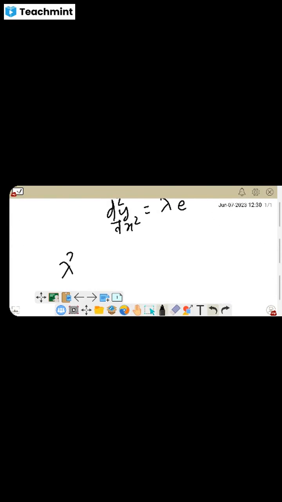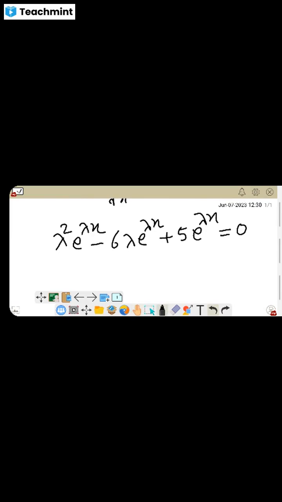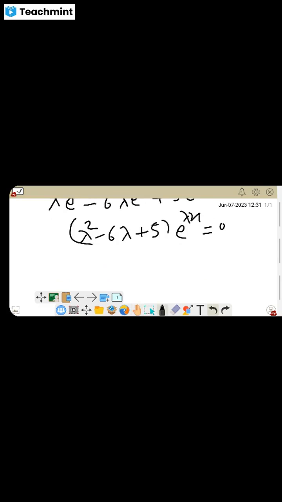So we have here lambda square into e to the power lambda x minus 6 into lambda into e to the power lambda x plus 5 into e to the power lambda x is equal to 0. Now take e to the power lambda x as common. So (lambda square minus 6 lambda plus 5) into e to the power lambda x is equal to 0. Then we have lambda square minus 6 lambda plus 5, and since e to the power lambda x is not zero, divide by it, so you'll get 0.